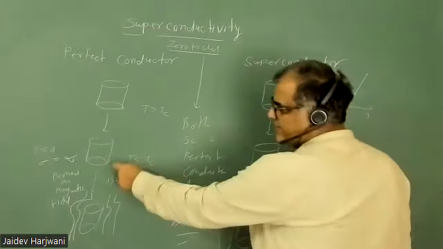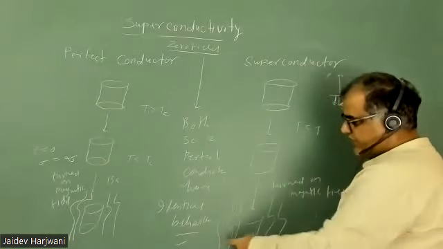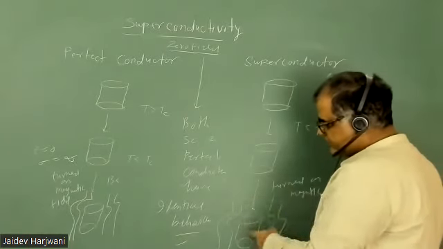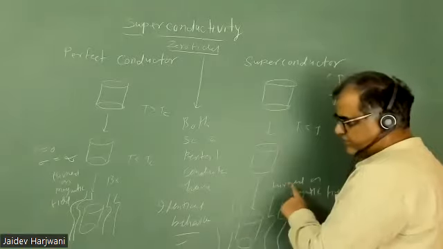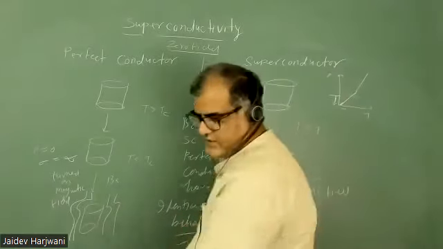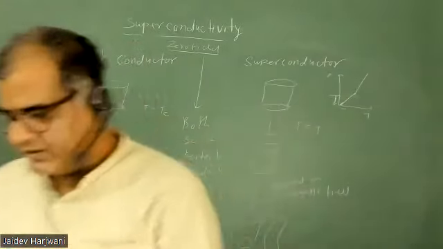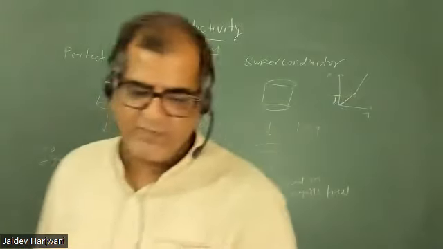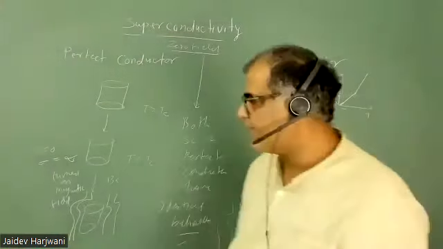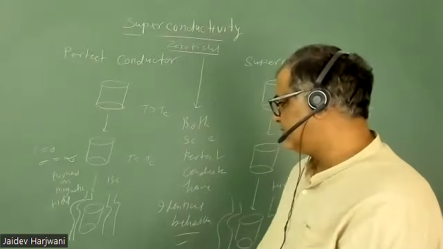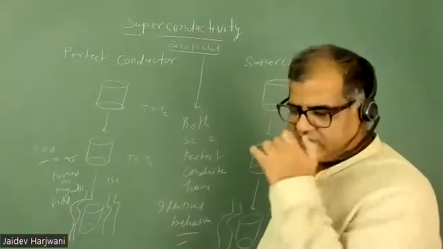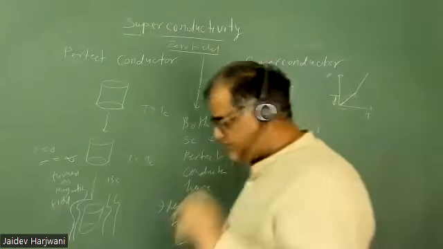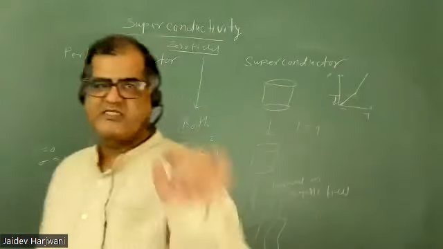But this is not a perfect diamagnet. This is a perfect diamagnet. So field will not enter here because of this diamagnetic effect. And here it is different, because this is a perfect conductor. So due to Lenz's law, it will oppose the change of flux inside. So the eddy currents will be there, and that will be only on the surface. Skin depth is very small.